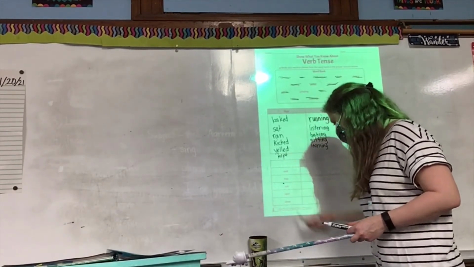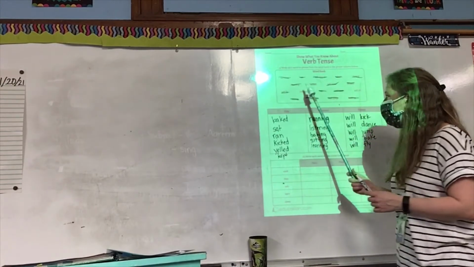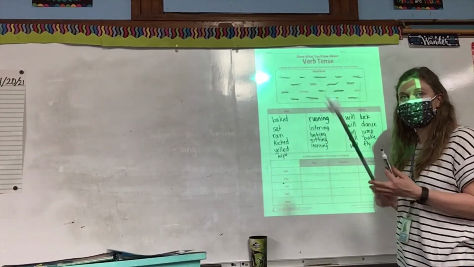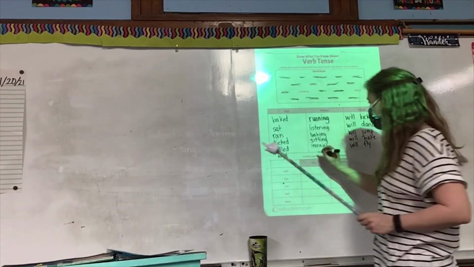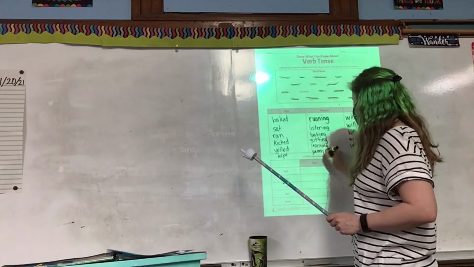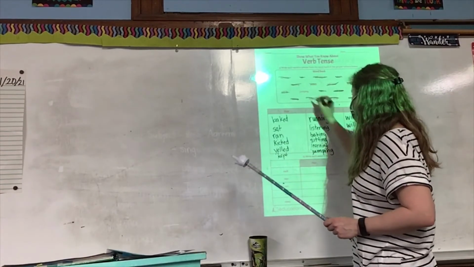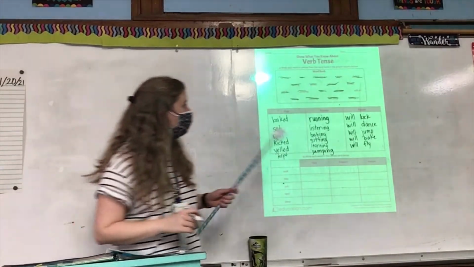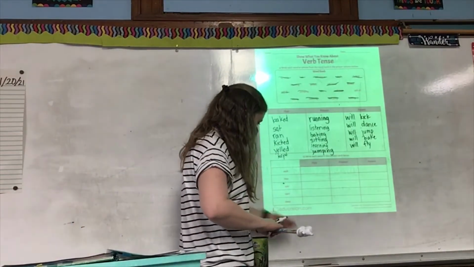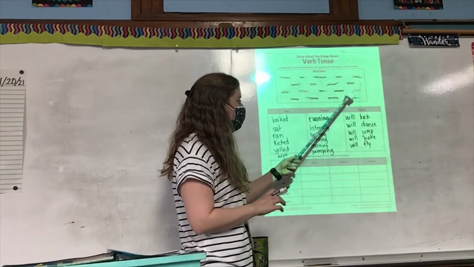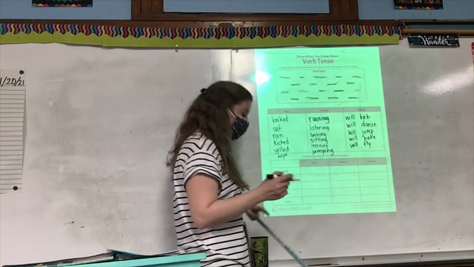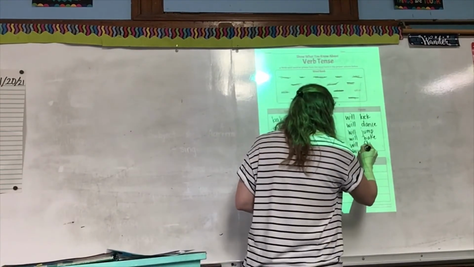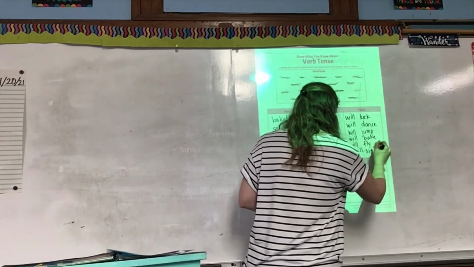And last one, Ethan, jumping. Past, present, or future? Present. How do you know? Because of the ing at the end. Okay, now let's do the bottom. There's still one more. Oh, whoops. Last one. Mason, will sit. Future. How do you know? Because it has will at the beginning.